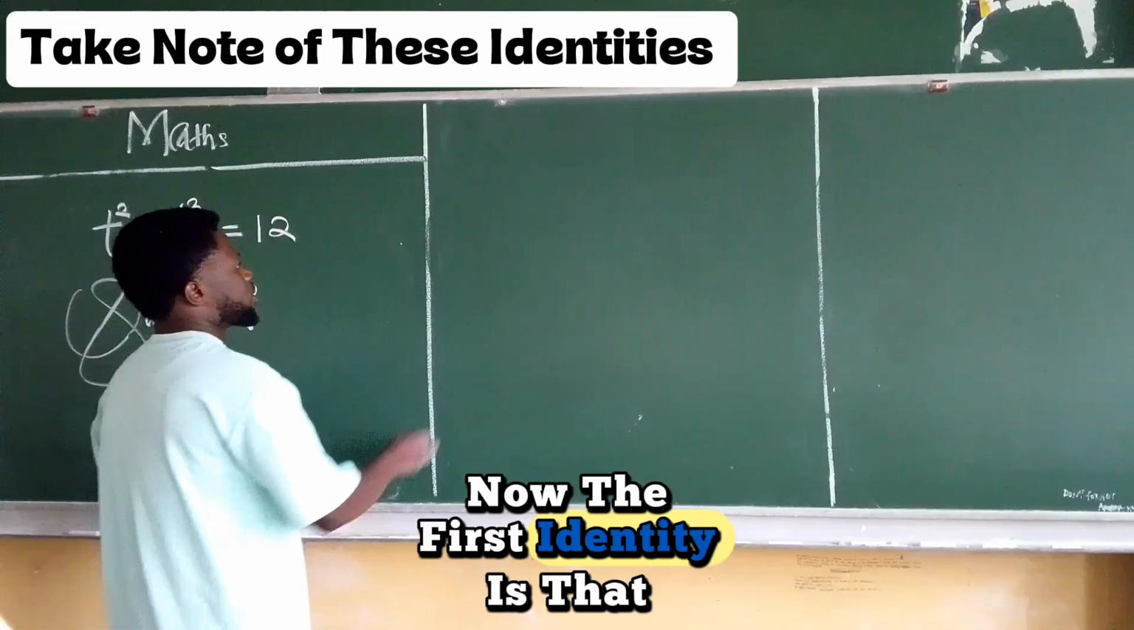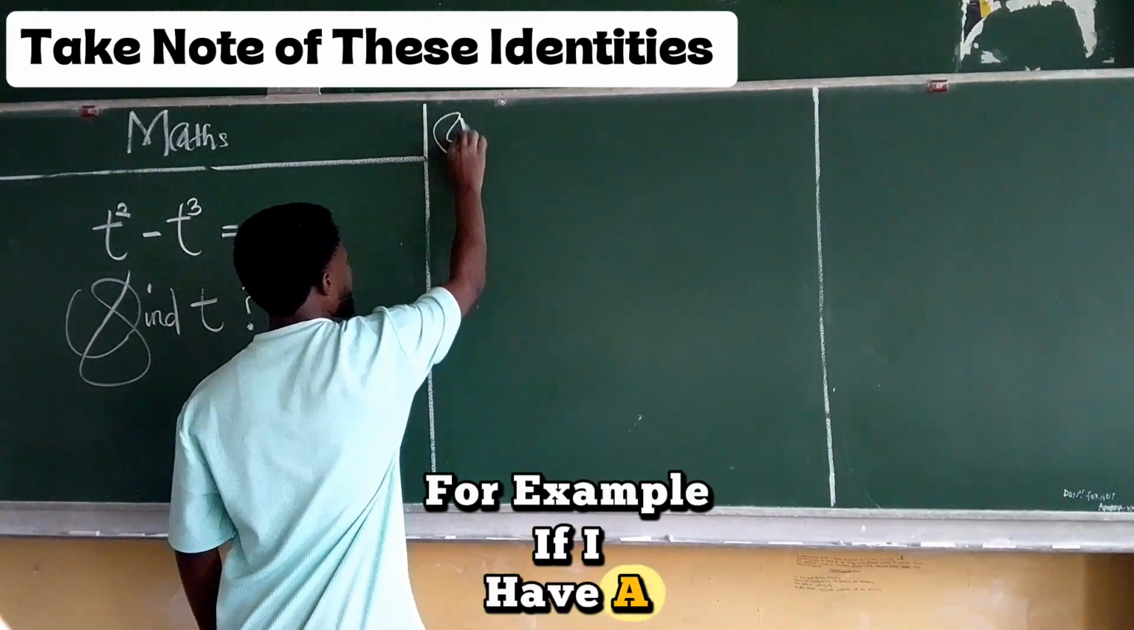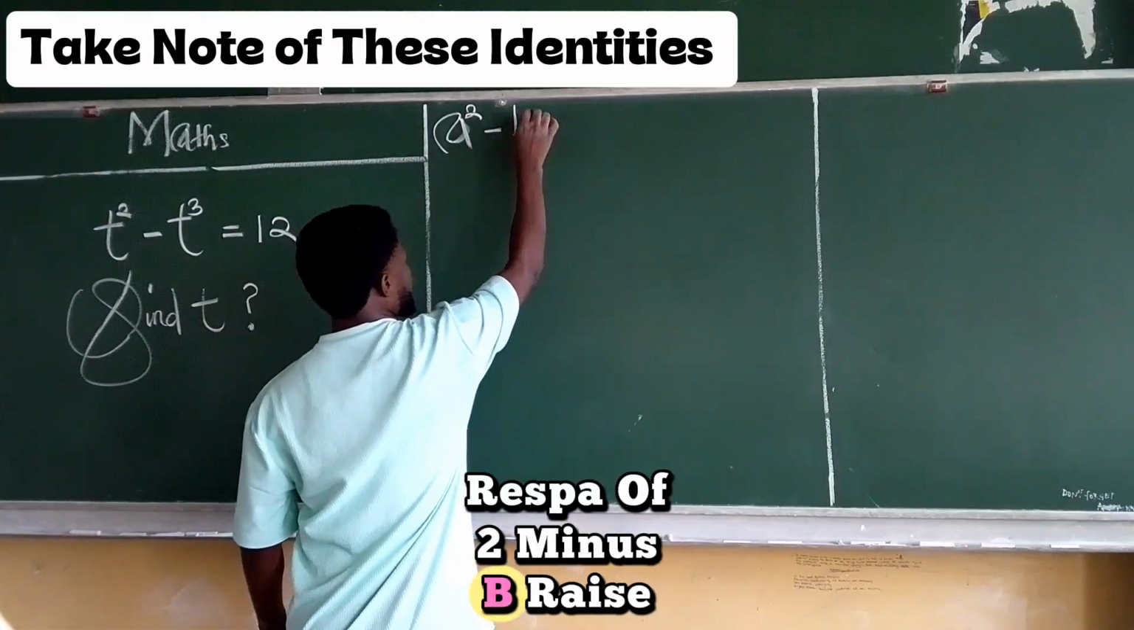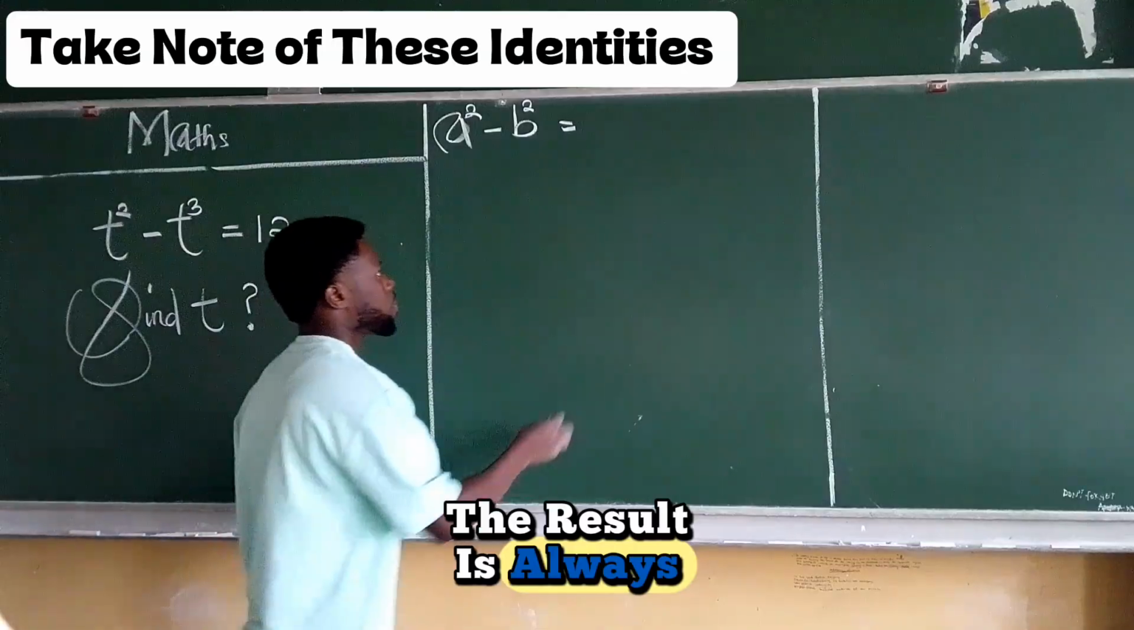Now the first identity is that, for example, if I have a raised to the power of 2 minus b raised to the power of 2, the result is always.